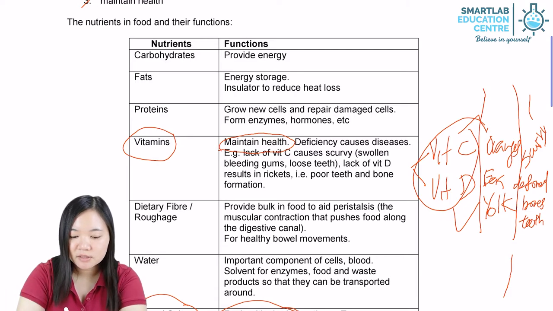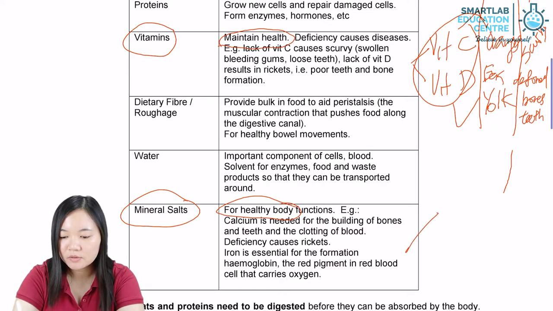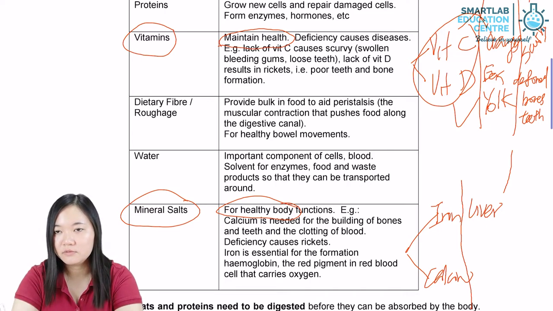Mineral salts. Let's go to mineral salts first. Here, we will also make use of two. Remember two. The first one is iron. The second one is calcium. You can get iron basically from liver. When you consume chicken, you can ask for chicken's liver. Or when you consume pork, you can ask for pig's liver or cow's liver. All this is full of iron. Calcium, you can get it from milk.